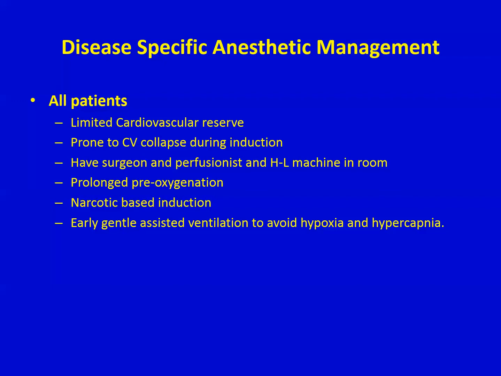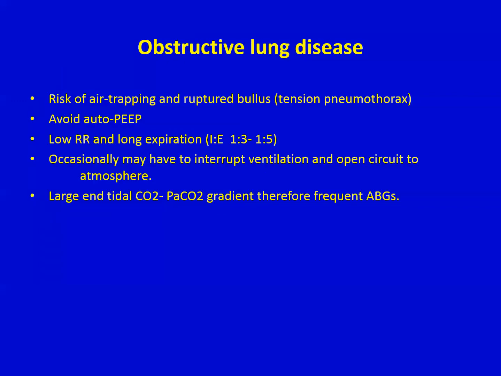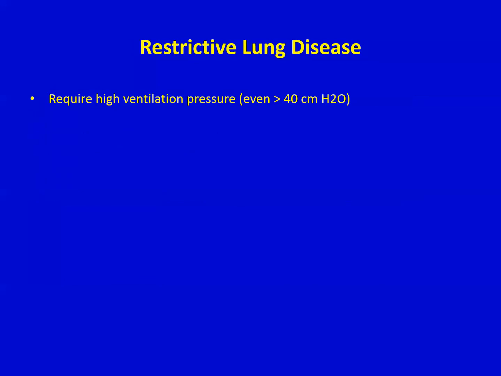All of these patients have limited cardiovascular reserve and are prone to cardiovascular collapse during induction. Thus, you have to have the surgeon and perfusionist in the room. They require prolonged pre-oxygenation and a narcotic-based induction with early gentle assisted ventilation to combat hypoxia and hypercarbia. For obstructive lung disease, there is high risk of air trapping, and management is outlined here. For restrictive lung disease, they may require very high ventilation pressures, even up to 40 centimeters of water.